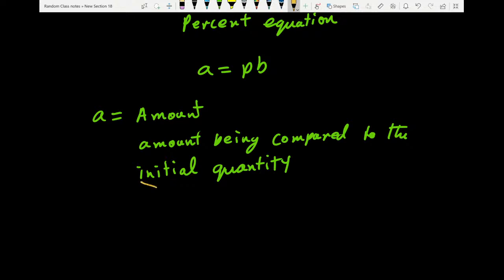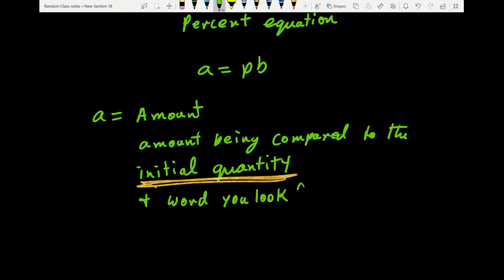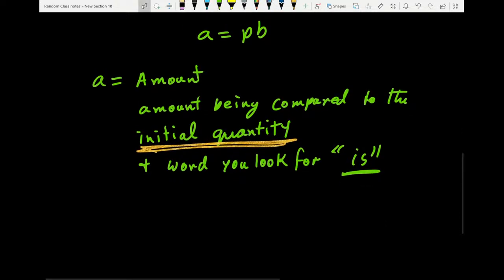That's very important. Initial quantity. And the word you look for in the word problem is "is." So whenever you see a word problem and you're trying to figure out what the percent, amount, and all that are, the number associated with the word "is" is the amount.